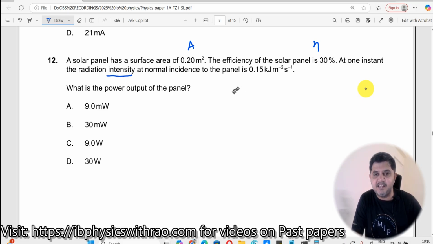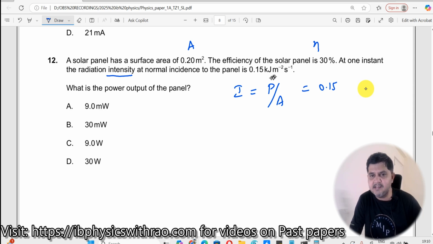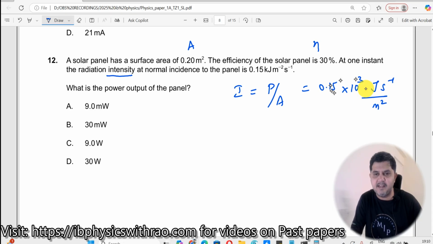Radiation intensity. What do you mean by intensity? Intensity is power by area. Now, what is given here? So this is given by 0.15 kilo. Always remove the prefixes and expand it. It's always better. But 10 cube and joules per meter square per second. The joules per second is nothing but your power, and this area is nothing but square meter. Okay, so now it is very clear for us.